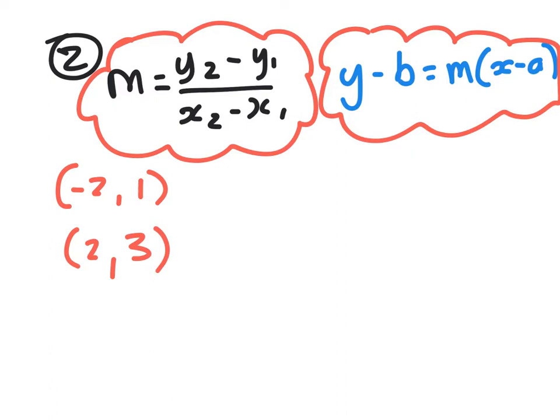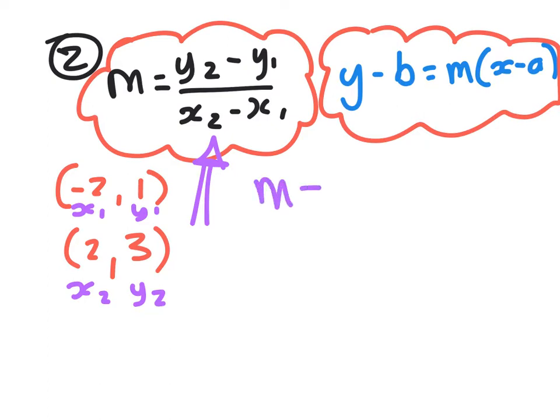Okay, so remember the best way to do these is just to list the points as x1, y1, x2, y2, and then plug these values into the gradient formula up here so you can find out what the gradient is. Once you've got that gradient, we then need to put that value for the gradient and an a, b into the blue formula.